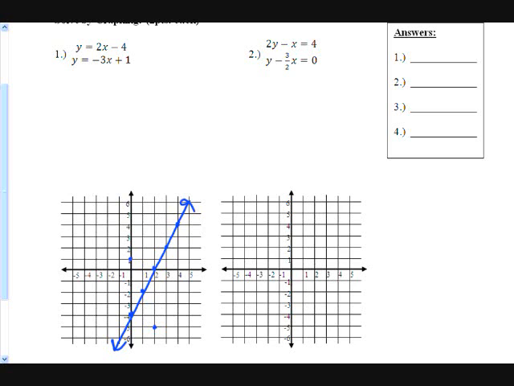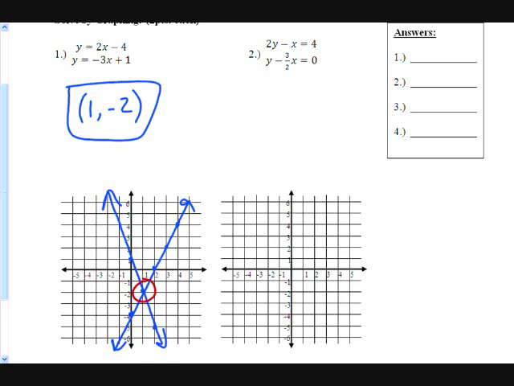That one wasn't very good. Let me try again. That's better. And when I look at this, I can see that they intersect right here, at the ordered pair (1, -2). What that's telling me is that x equals 1 and y equals -2. It's solved for both variables simultaneously, and I'm just going to leave that as an ordered pair. It's a nice way to write my answer.